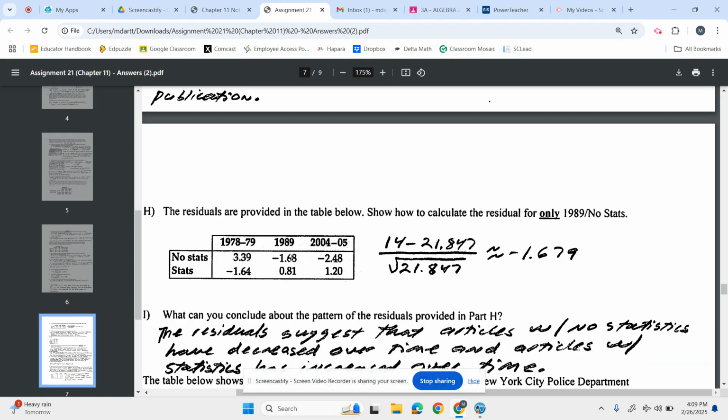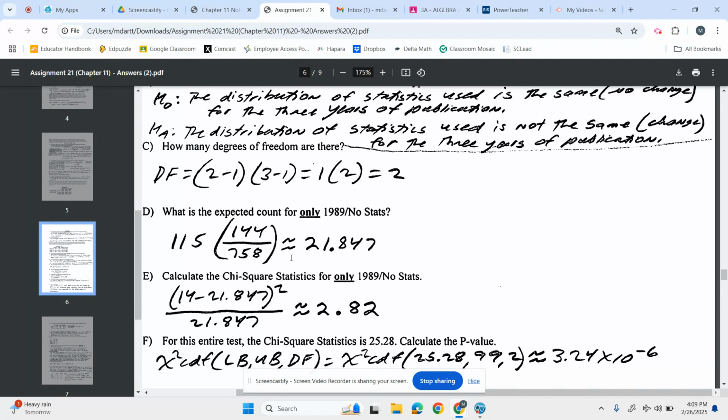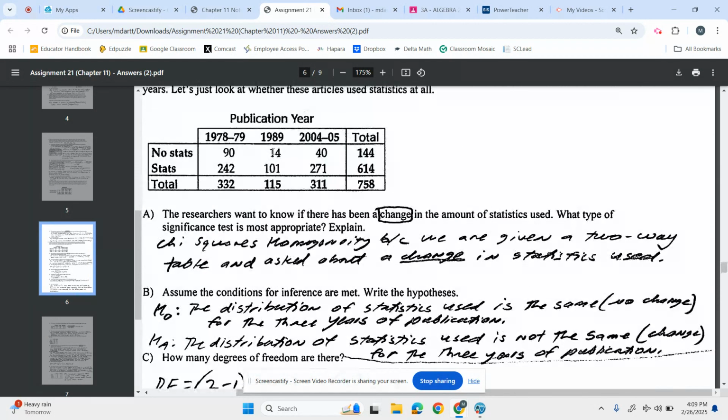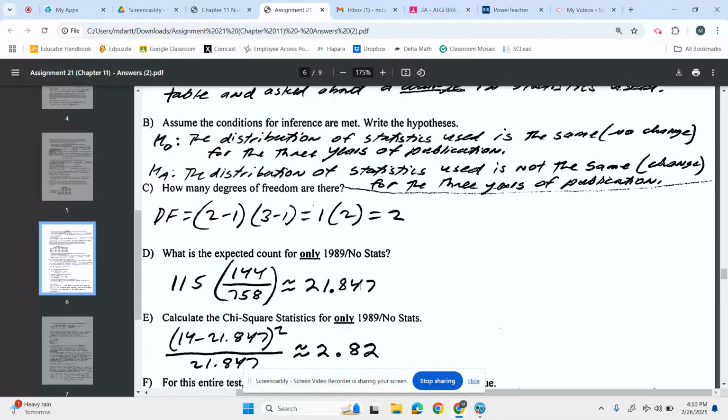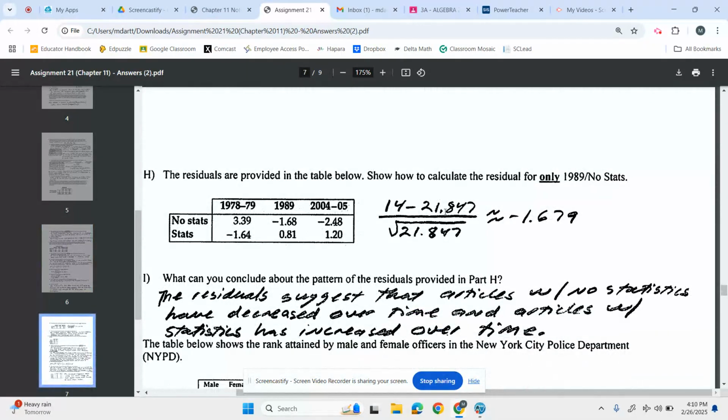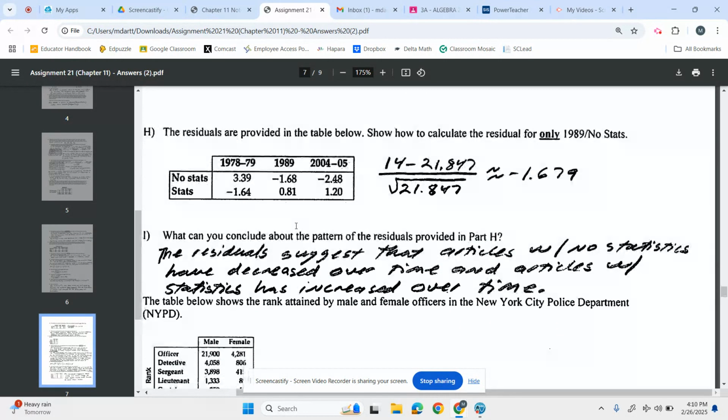Well, the rule for a residual is observed minus expected over the square root of expected. Remember, observed was 14. Expected was right here. So observed minus expected over the square root of expected, and this is what you got. Notice that rounds to this. Now, what does that mean?